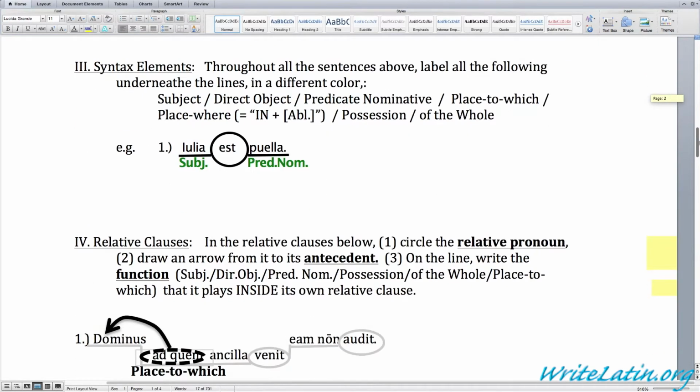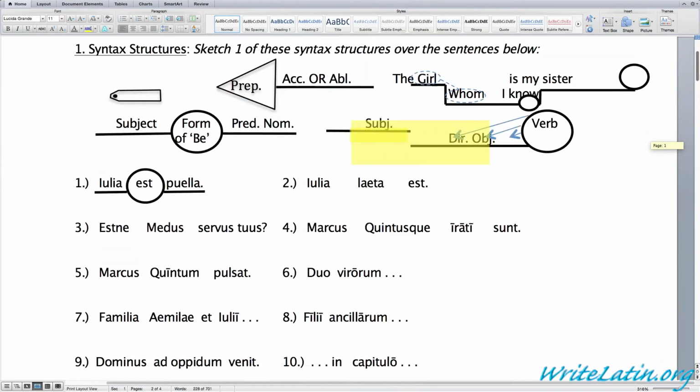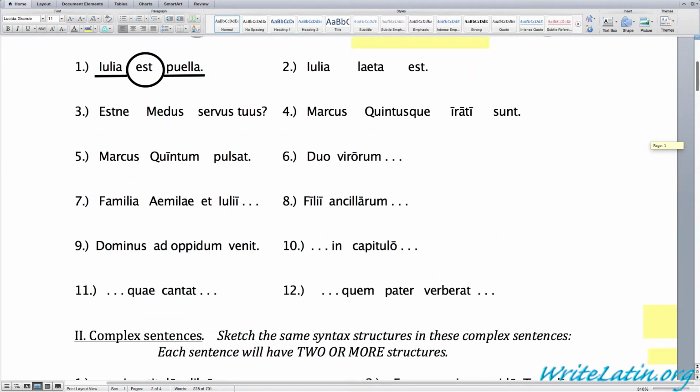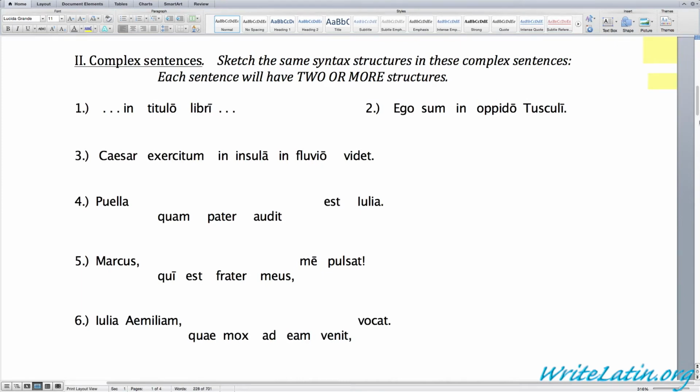And then on the next page, it says if you want more practice on labeling the parts of a syntax structure, I've labeled the parts underneath of it. The first wing is the subject, the second wing is the predicate nominative. So if you wanted to go back and label all those now, you can do that. And you can do that again right here.